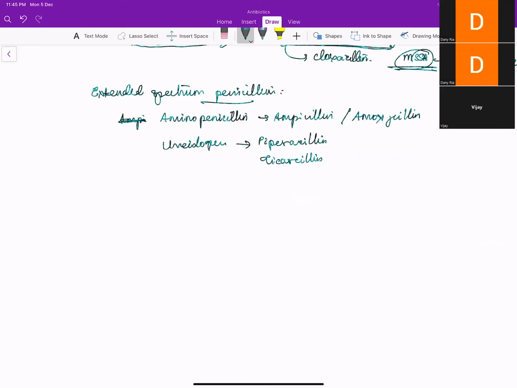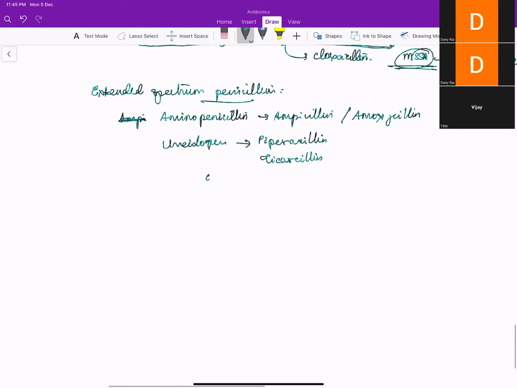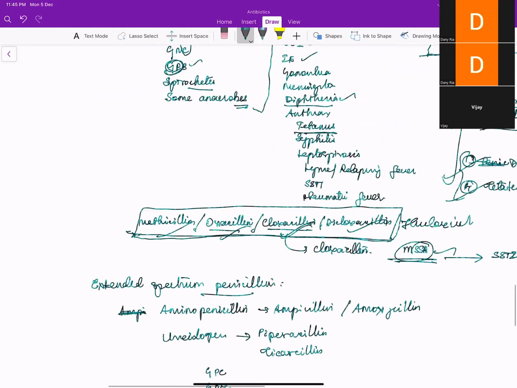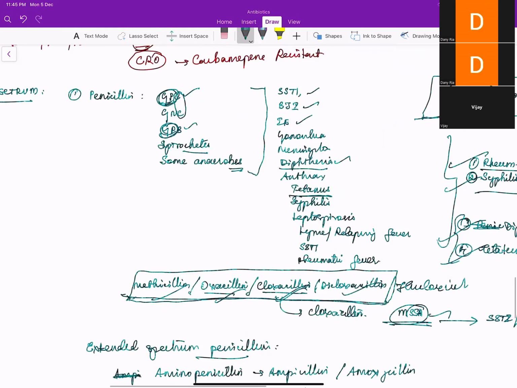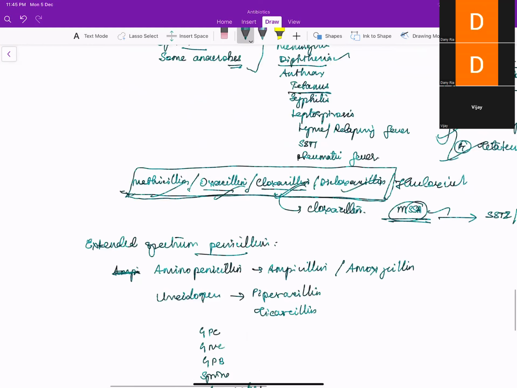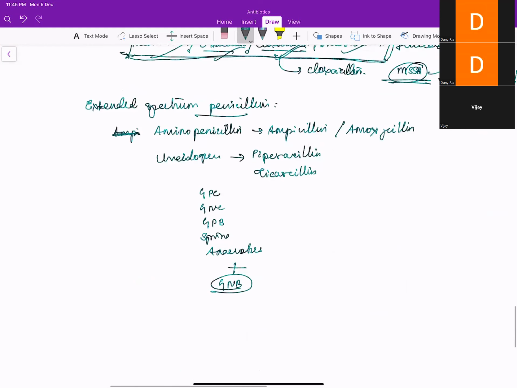Well, can you repeat that line again? What you said now? I told you penicillin, the routine spectrum is gram-positive cocci, gram-negative cocci, gram-positive bacilli, spirochetes, and some anaerobes. Plus, if you are adding gram-negative bacilli, apart from this spectrum, skin and soft tissue, bone and joint infections, we can additionally give it for intra-abdominal and UTI.